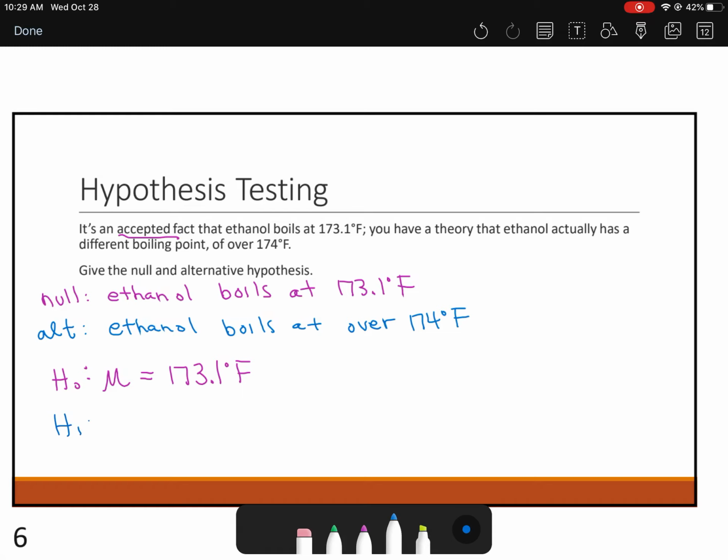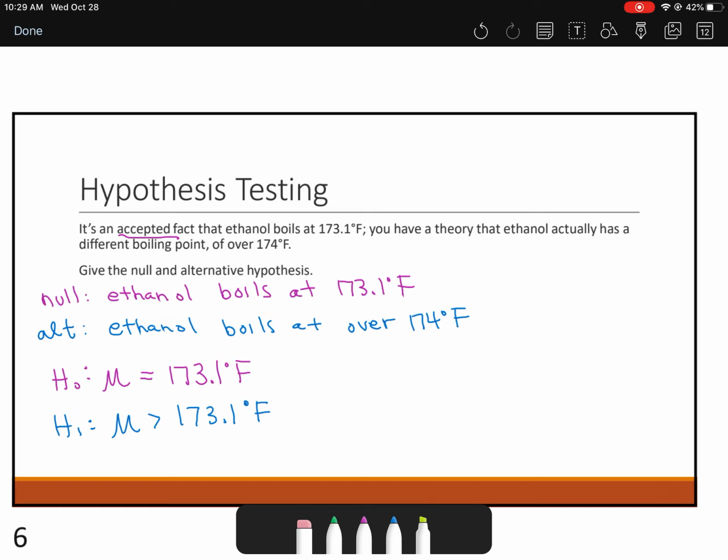Now I'm going to do the alternative. So I'm going to use H sub 1. And I'm going to say the mu, because again, I can only use not equal to, less than, or greater than. So I'm going to say the mu is greater than 173.1, because again, I'm going based off my mean. So that's how you write it.